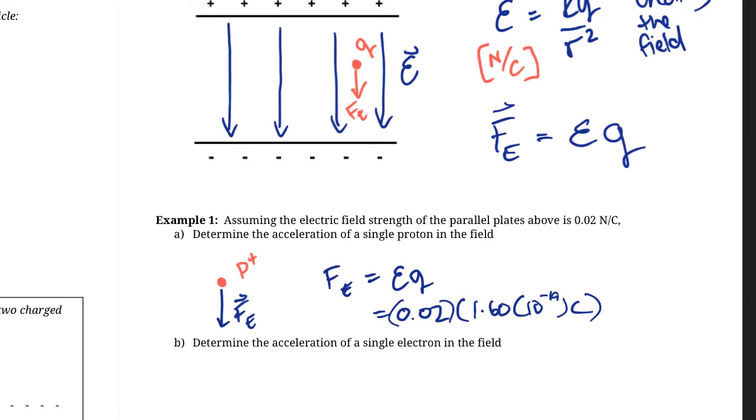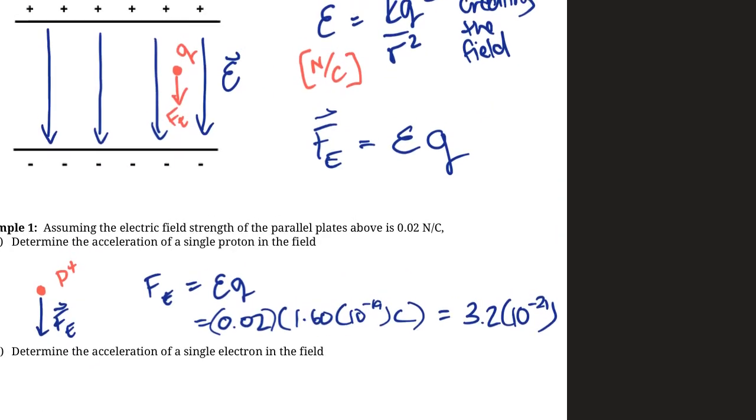So the force here, clearly it's going to be a very, very small force, right? Because the field isn't that strong, but also the charge of a coulomb is very strong. So if we do that, we get that the force is 3.2 times 10 to the negative 21. And that's in newtons, because, again, the field strength was in newtons per coulomb.